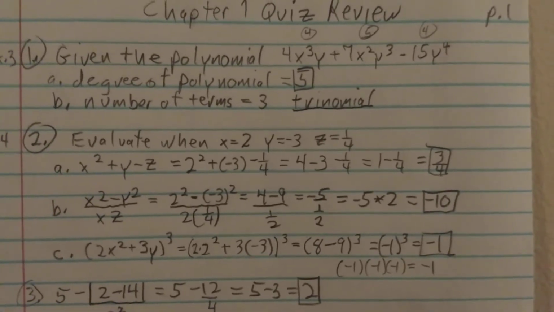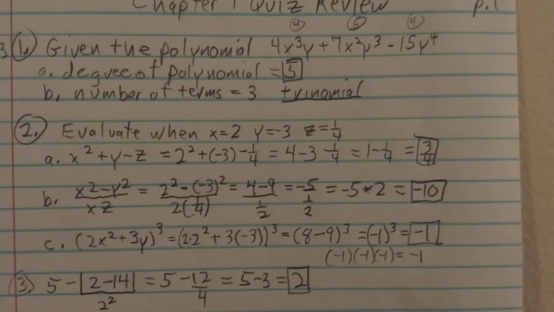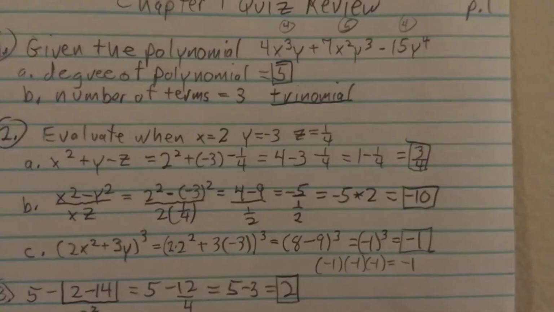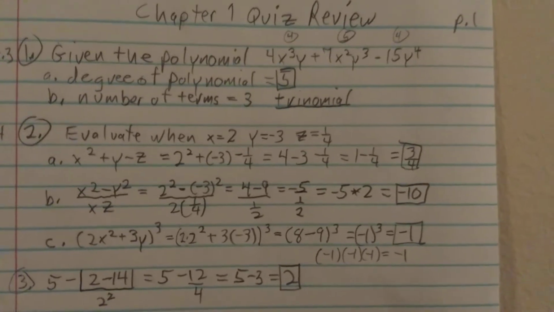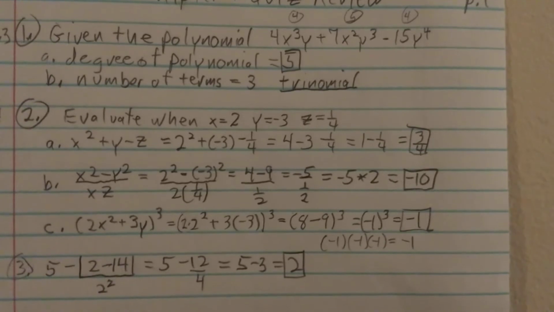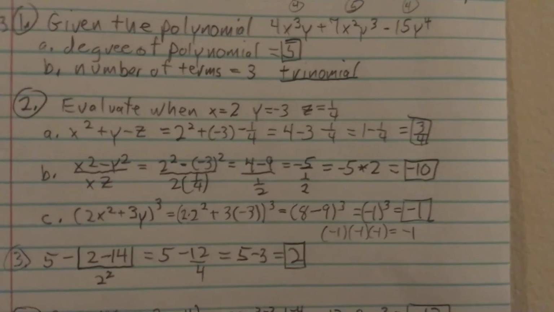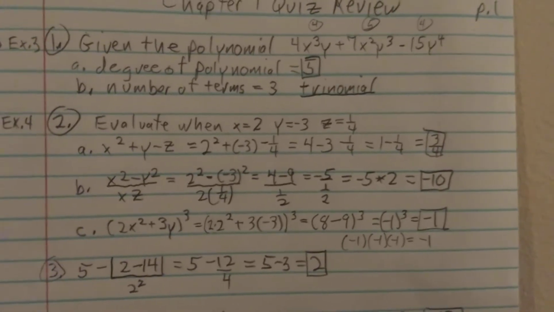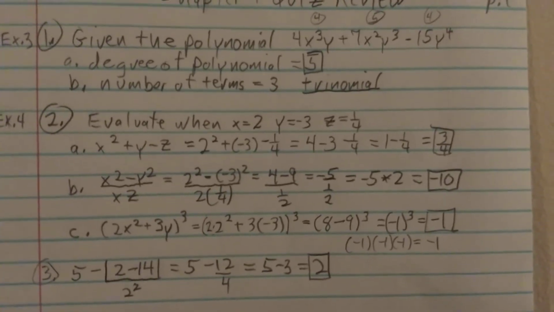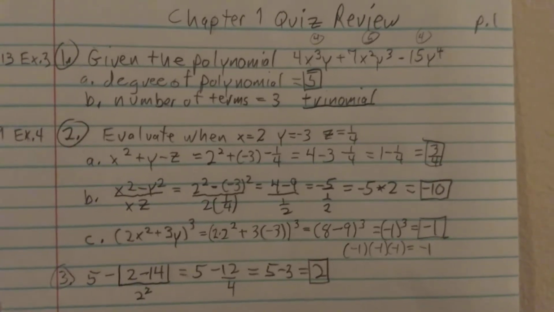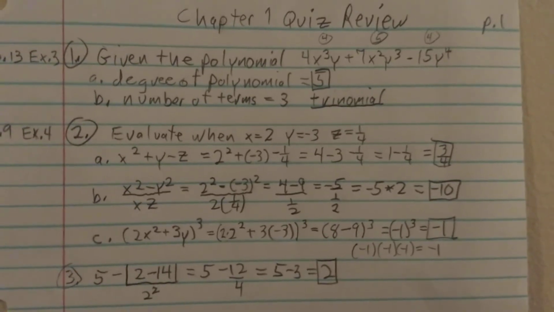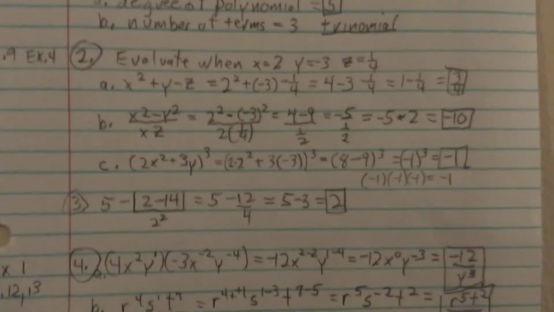Well, this is consisting of three terms. The first term has a degree of x to the third y to the 1, or 3 plus 1 is 4. The middle term has a degree of 5, or x squared 2 plus y third 3 equals 5. And the last term has a degree of 4y to the fourth is 4. The degree of the polynomial is always the highest one, so that would be 5 for us here. And the number of terms is 3, giving us a trinomial. Now, 2 terms would be a binomial, and more than 3 would be a polynomial.